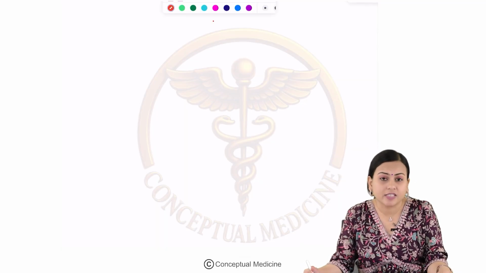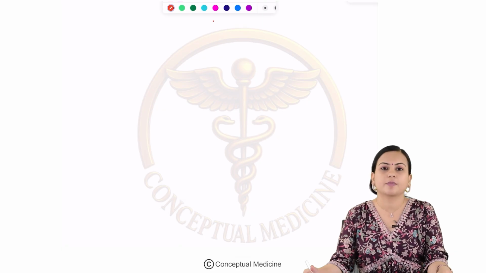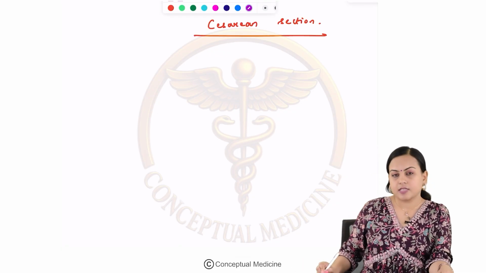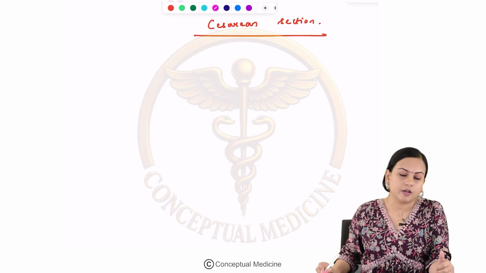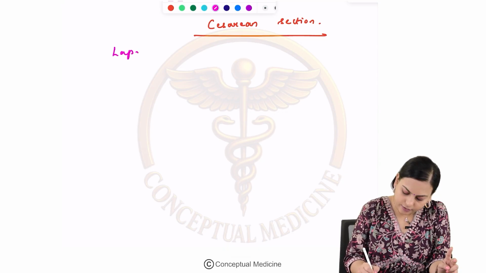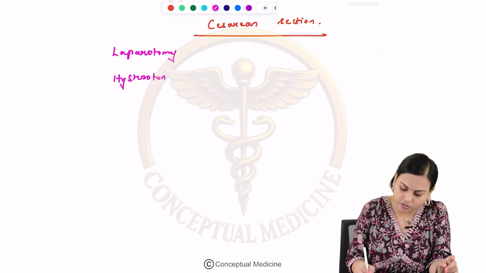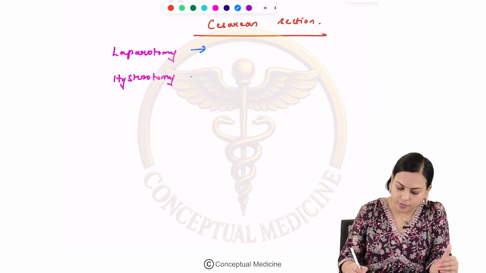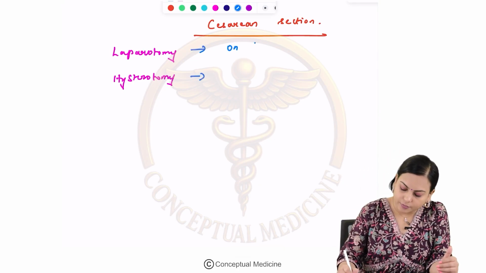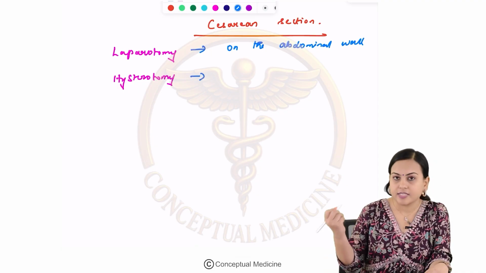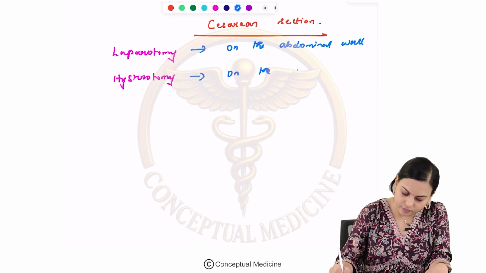In this video, we are going to discuss one of the most important and commonly performed obstetric surgeries, Cesarean section. In Cesarean section, we deliver the baby by giving two incisions. The first incision is a laparotomy incision and the second is a hysterotomy incision. What are these? Laparotomy incision means an incision given on the abdominal wall, whereas hysterotomy incision is an incision given on the uterus.